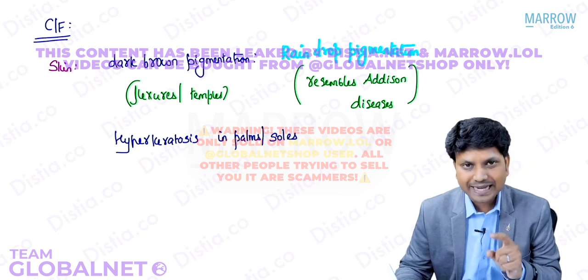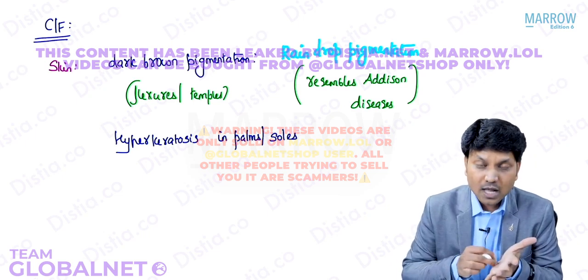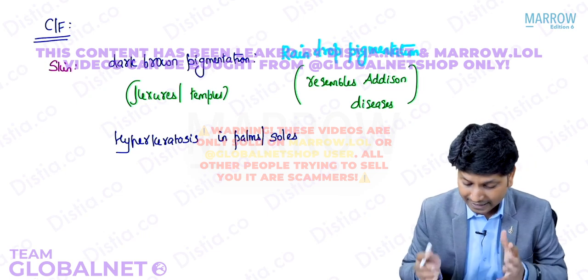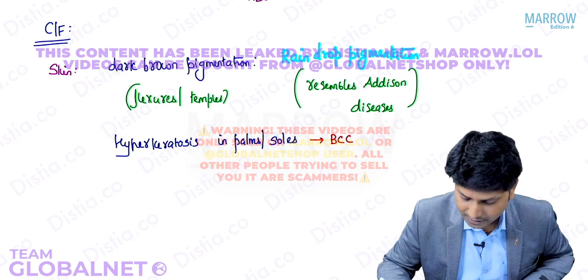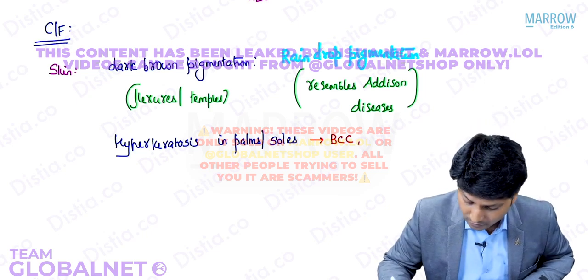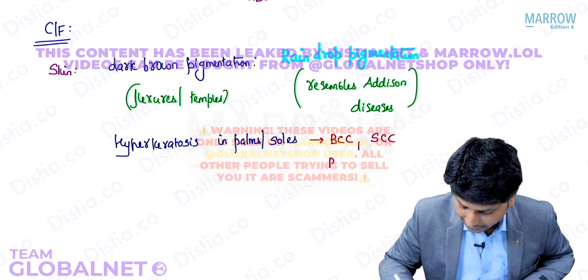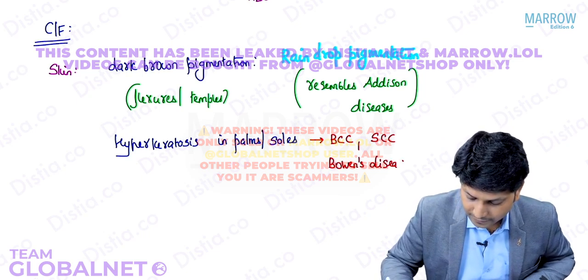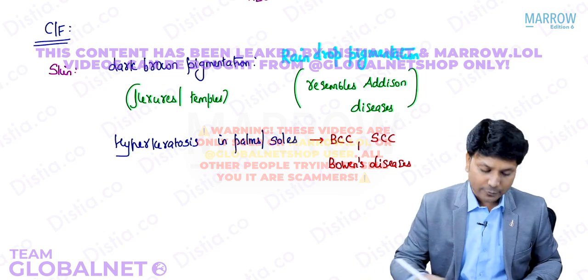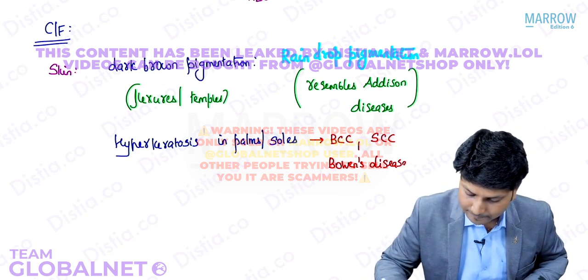But do remember, these hyperkeratoses are wart-like growths. They are carcinogenic. They can cause basal cell carcinoma. Chronic arsenic poisoning can also cause squamous cell carcinoma. It can also cause Bowen's disease. So all these malignancies are very commonly seen with chronic arsenic poisoning.